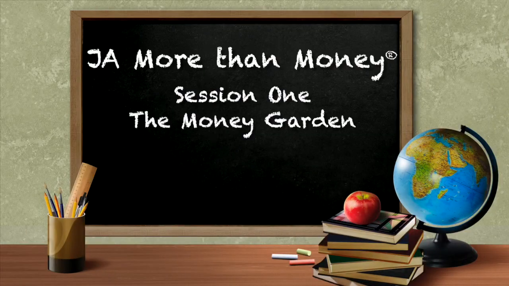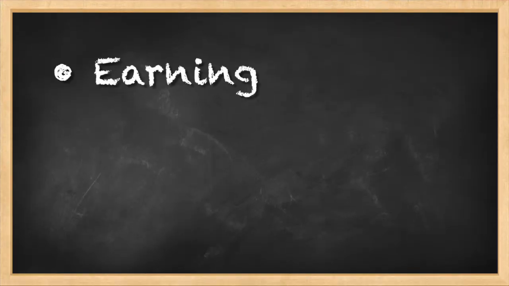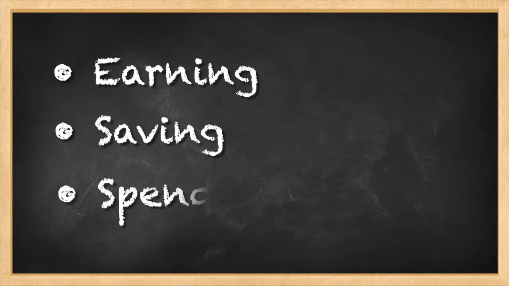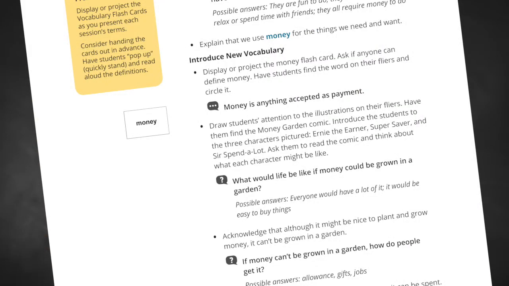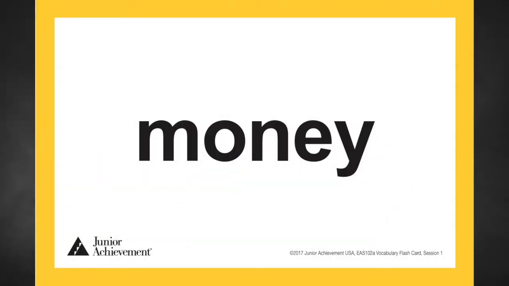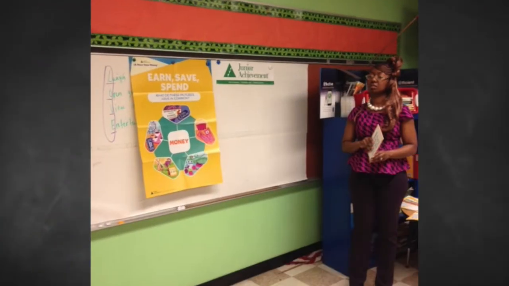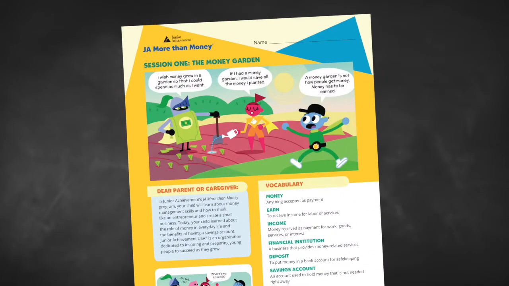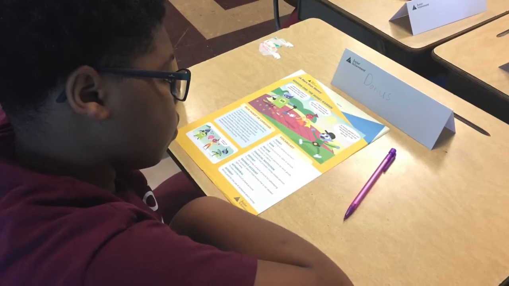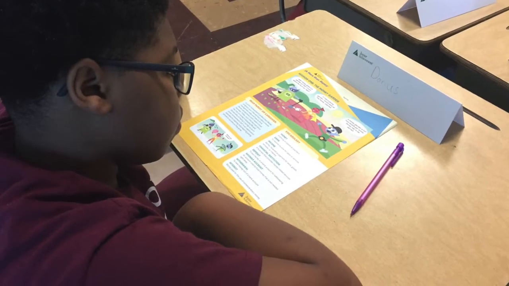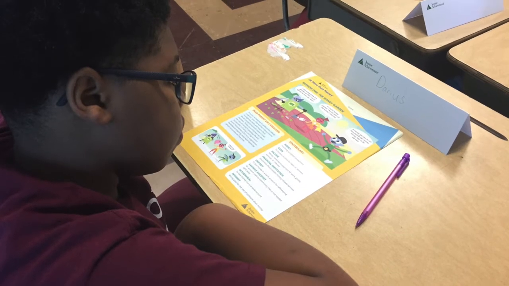During the first session, the Money Garden, you'll help students become familiar with the differences between earning, saving, and spending. Present the vocabulary listed in the volunteer guide, either digitally or using the flashcards in your kit. Then show side 1 of the Earn, Save, and Spend poster. Distribute the Session 1 flyers, and be aware that students' reading abilities will vary if you ask anyone to help read the Money Garden comic aloud.